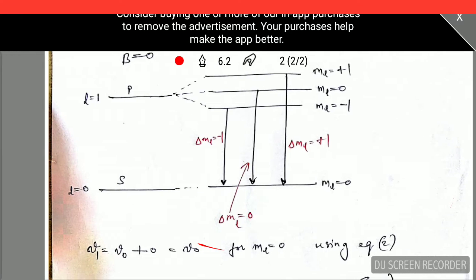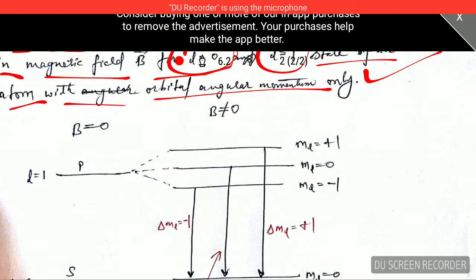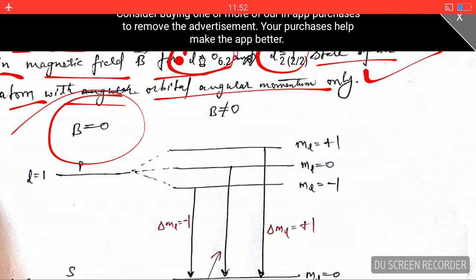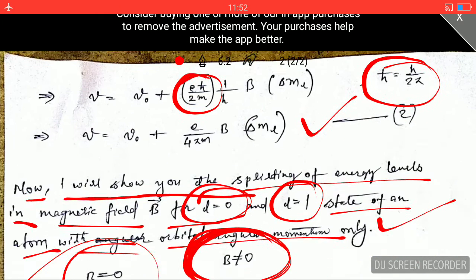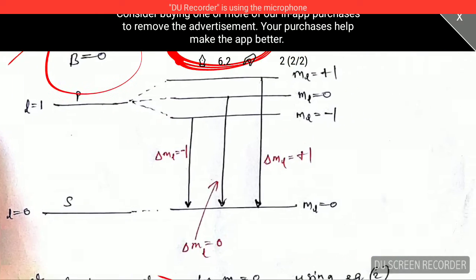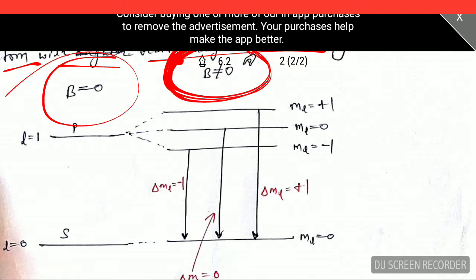Now you can see that here at this point the magnetic field was 0. Now in the presence of a magnetic field, where the magnetic field is not 0, you have already seen that there was an interaction energy. So here at this point the energy will have only one value.